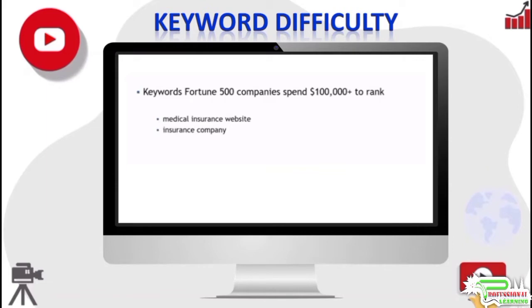But on the other hand, for keywords like these, large and powerful insurance companies would be eager and willing to spend hundreds of thousands of dollars to rank. These keywords can be very important to their bottom line, and they will do all they can to rank for these kinds of keywords, which is what makes these keywords really hard to rank.